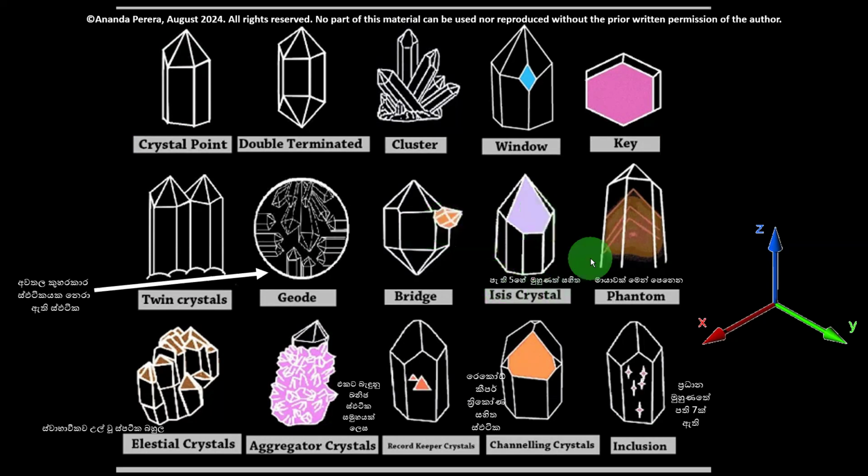Isis crystal. There are 5 sides in one face. Phantom. Then celestial crystals.